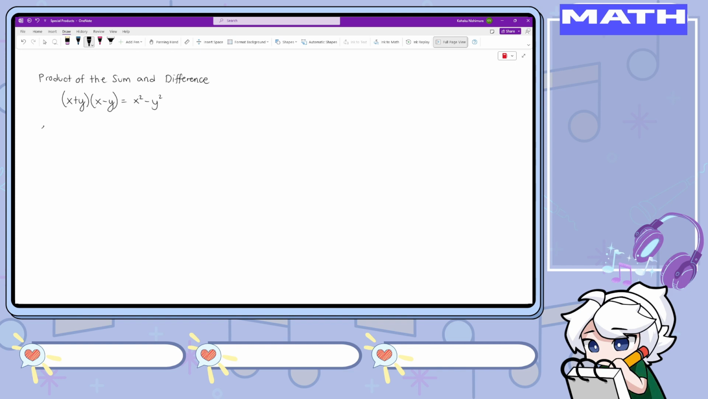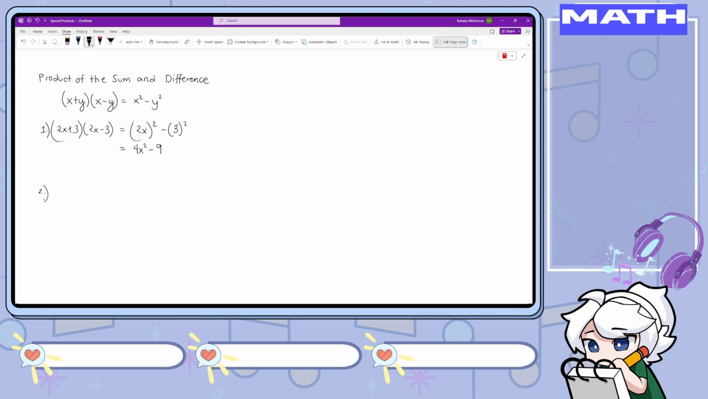Let's say I have example 1. Let's say I have 2x plus 3 and then 2x minus 3. I simply get the square of 2x minus the square of 3. If I simplify this, it is 4x squared minus 9.